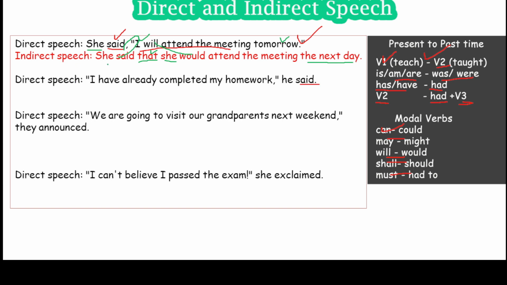I repeat it again. She said, remove commas, then that I will attend. Who is I here? She. So we have used "she". Will, it is a future verb form and it will change to past, that is will to would. Would attend the meeting tomorrow, and we are talking about past. So tomorrow means the next day. The meeting next day. That's all.